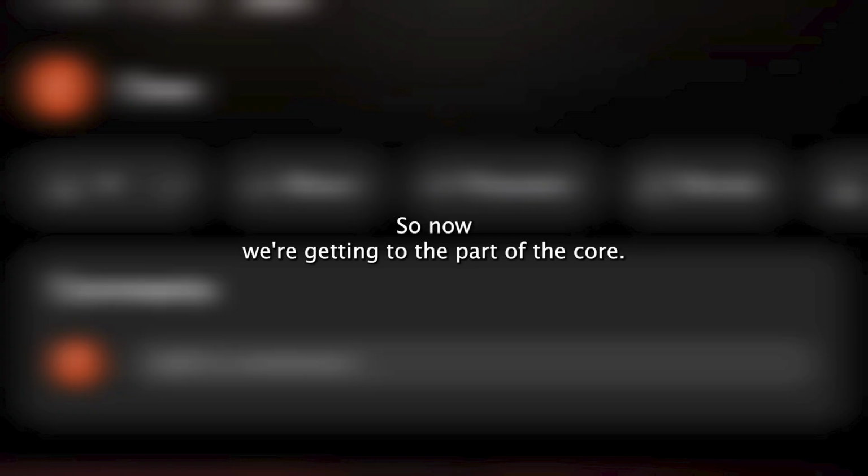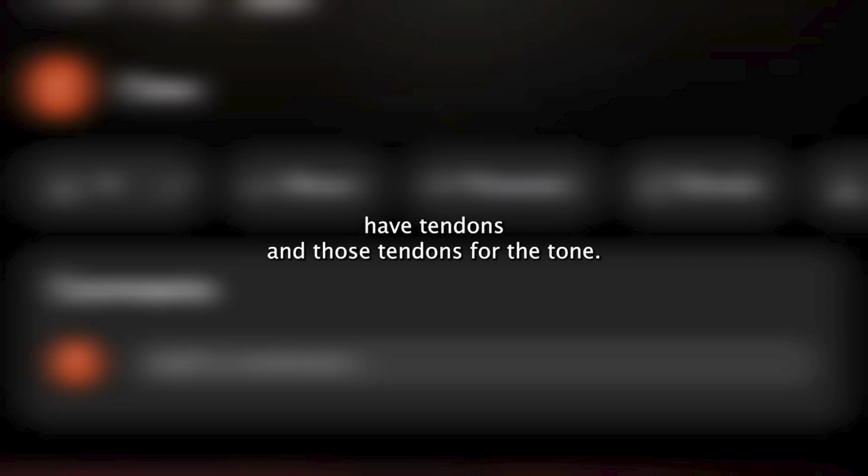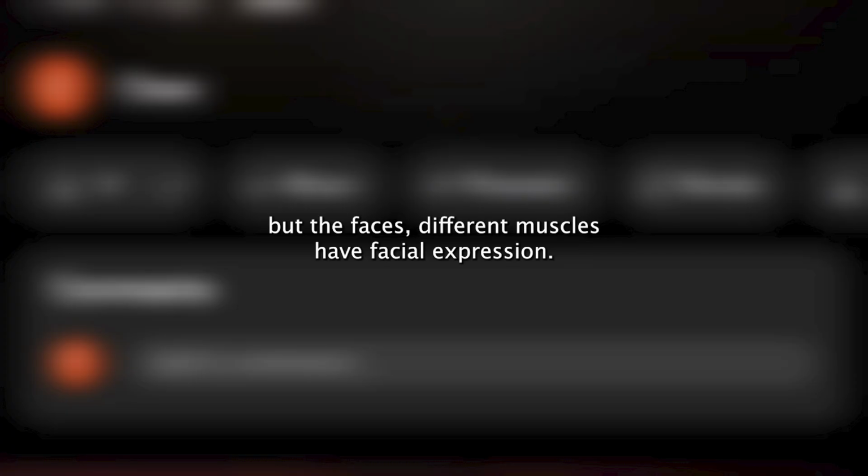Okay, so now we're getting to the part of the course. The first group of muscles are muscles of facial expression. Skeletal muscles basically have tendons, and those tendons go to bone. That's what allows us to move all around, whether it's upper extremity, lower extremity, speaking, breathing, everything. Most of them have tendons, but the face is different.